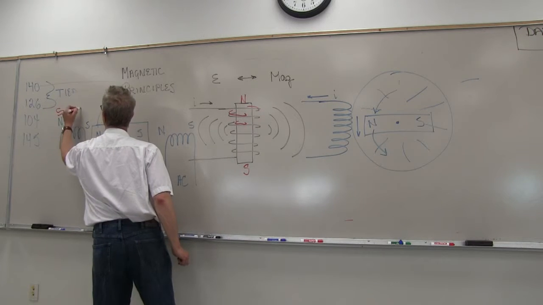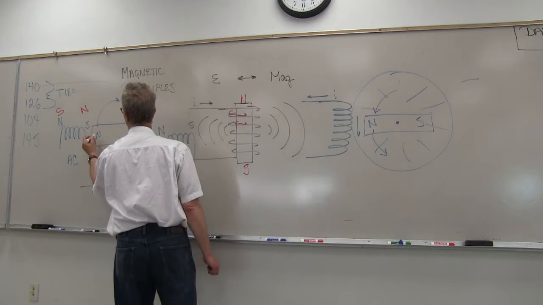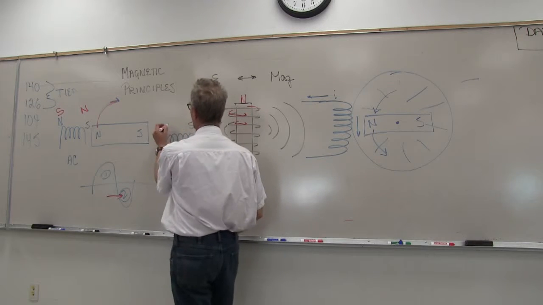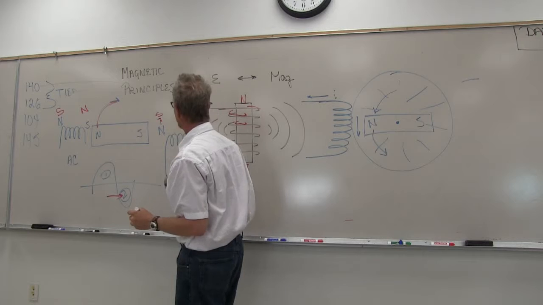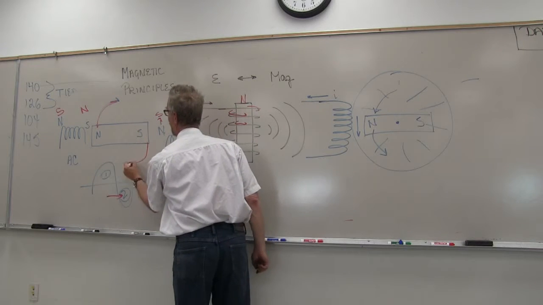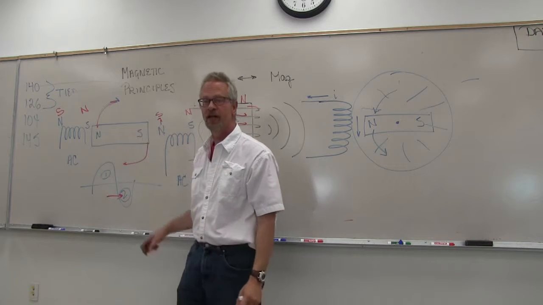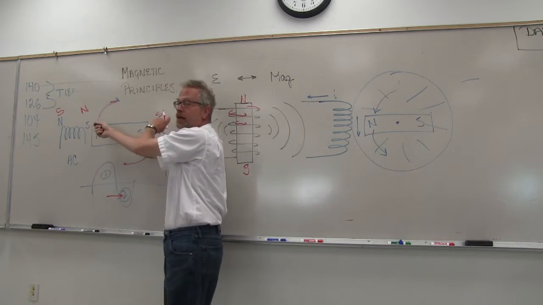This becomes south, this becomes north. North repels north. This wants to get away from this North Pole. North becomes south and south becomes north. Here, south wants to get away from its same pole because like poles repel. And it's going to turn and flip over this way.